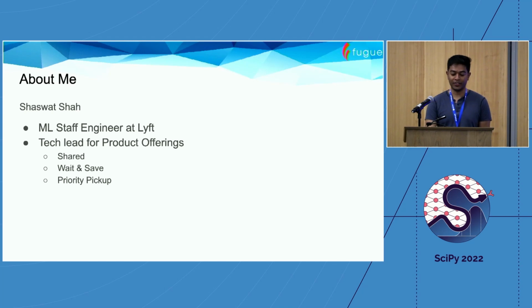My name is Shaswat, as I said, and I'm a staff ML engineer at Lyft. I'm the tech lead for the product offerings group, and this is the group which manages Lyft variants such as shared rides, wait and save, and priority pickup.